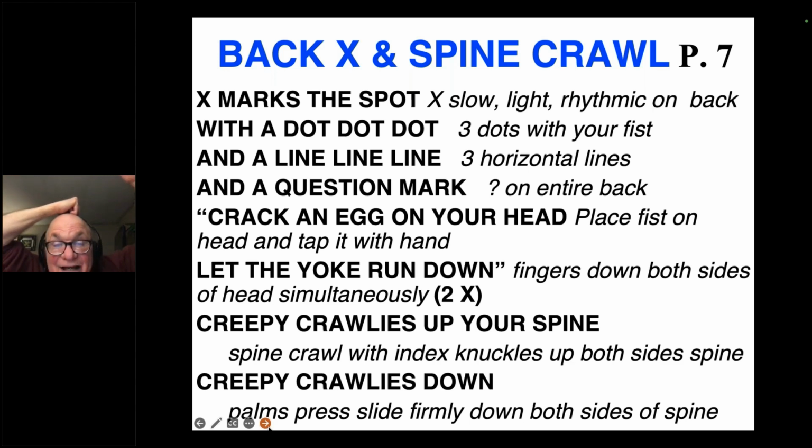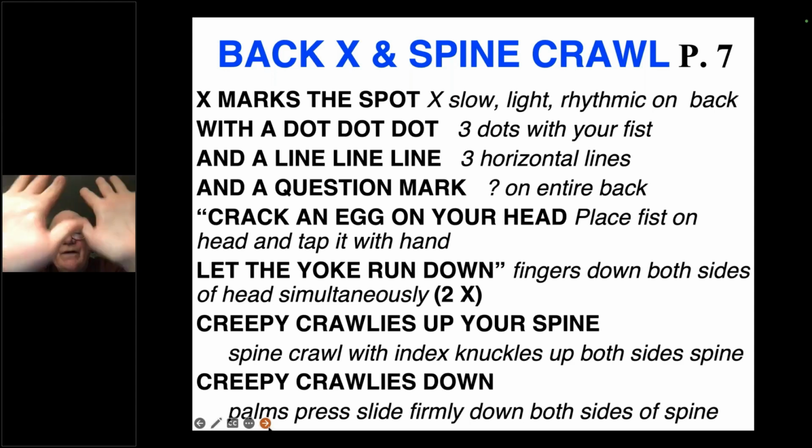Then you put your hand on the kid's head, slap your hand, and let your little fingers go down the head. Crack an egg on her head, let the yolk run down. Creepy crawlies up your spine. You're putting your knuckles on the two sides of the spinal column, and then deep pressure down. Creepy crawlies down. It's going to be alerting, and it's also going to begin with some interoceptive input.